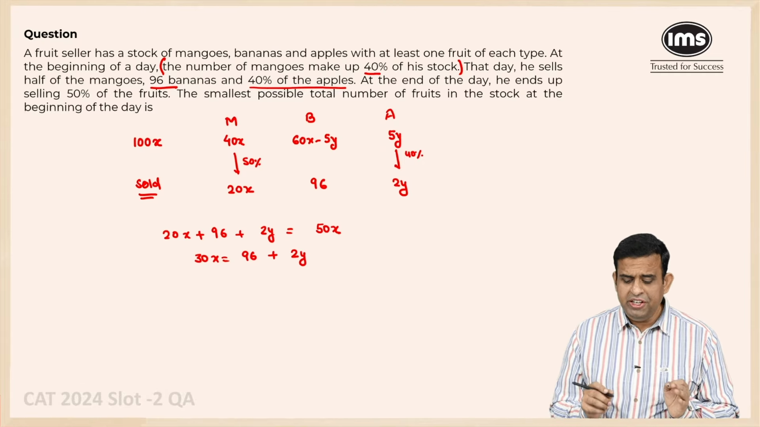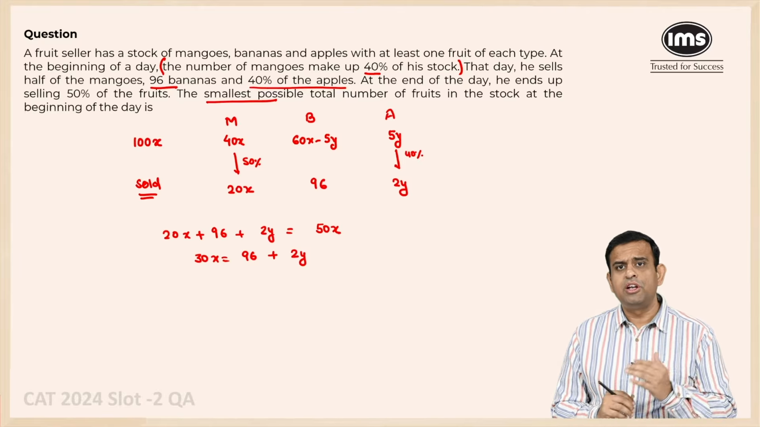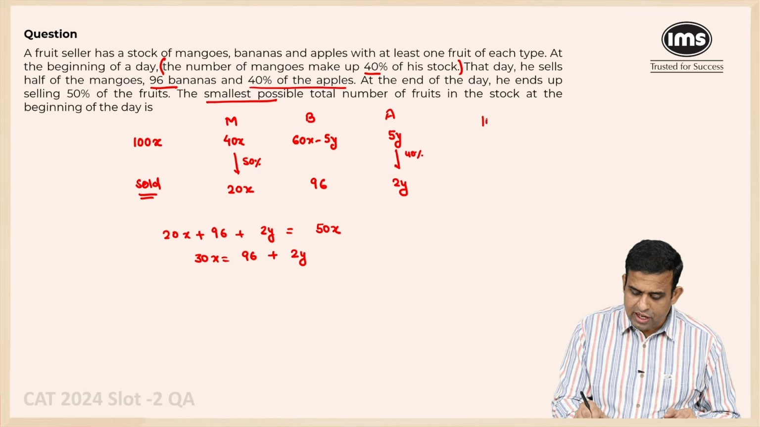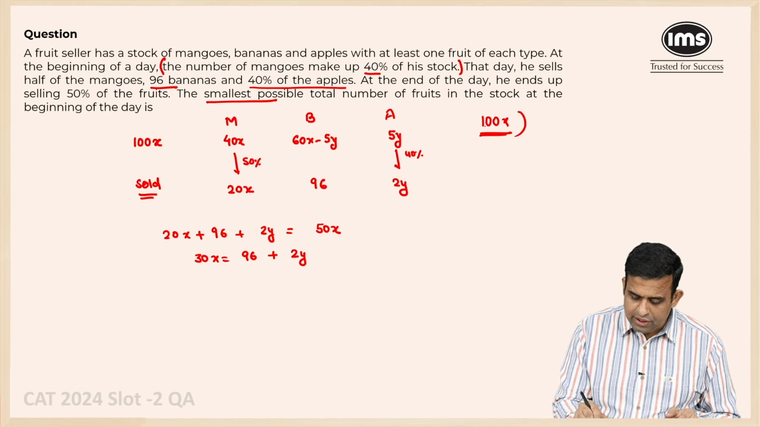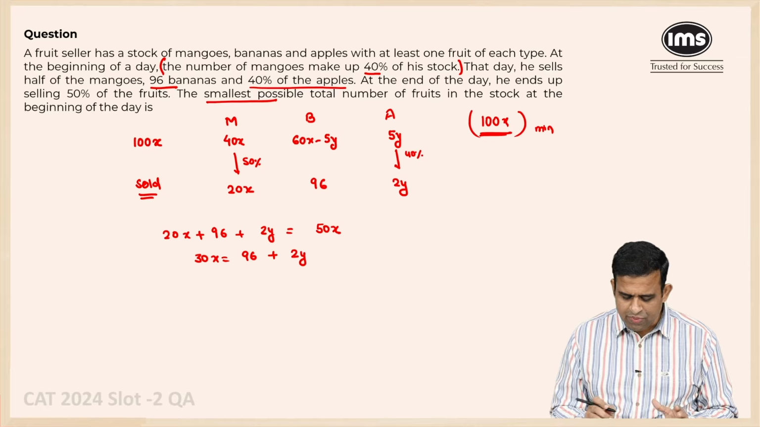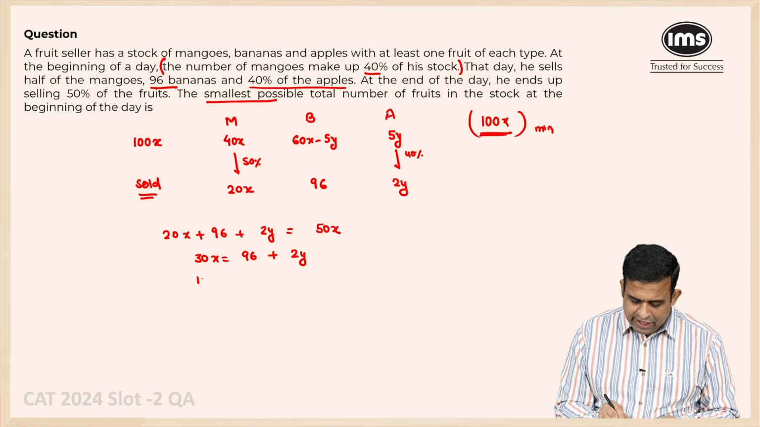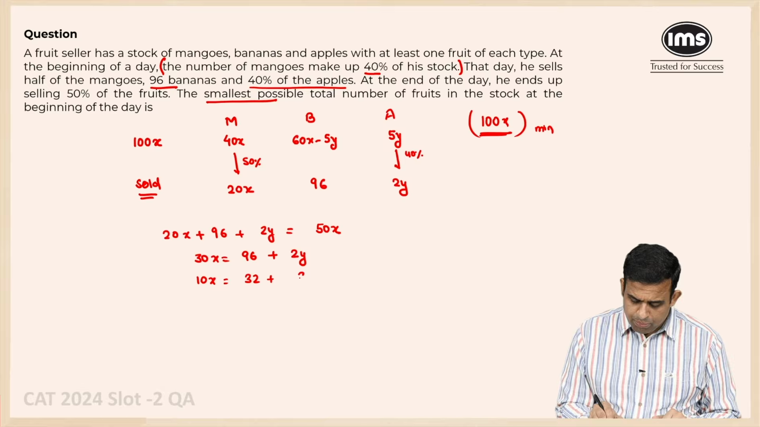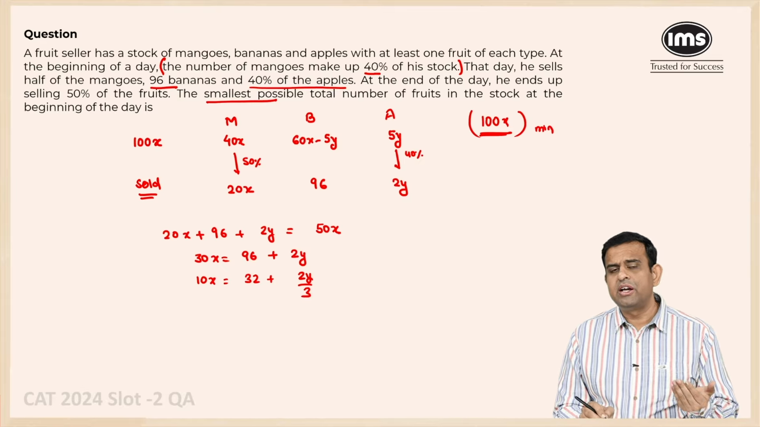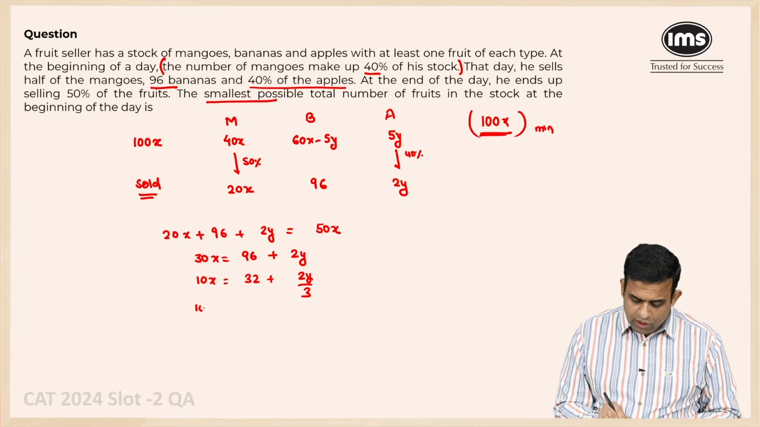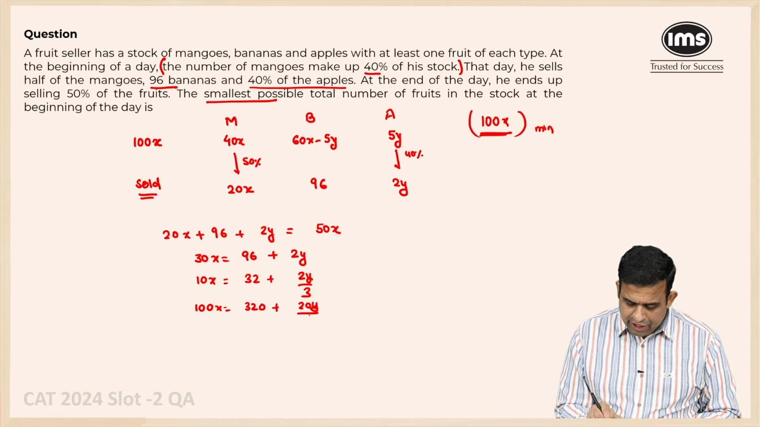plus 2y. And please note over here, the task is to find out the smallest possible total number of fruit, which is 100x. So the task is to minimize the value of this particular term, and to minimize this, in a way we have to minimize the value of x over here. So what I can say about the number 10x, if I divide by 3, is 32 plus 2y by 3. And since my task is to minimize the value of the term 100x, let's multiply by 10 now, and that will give you 100x equal to 320 plus 20y by 3.